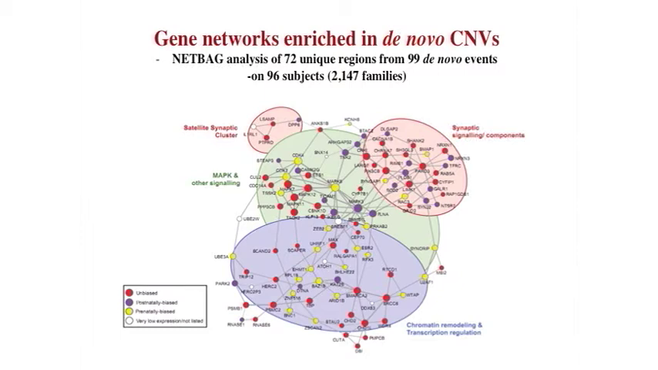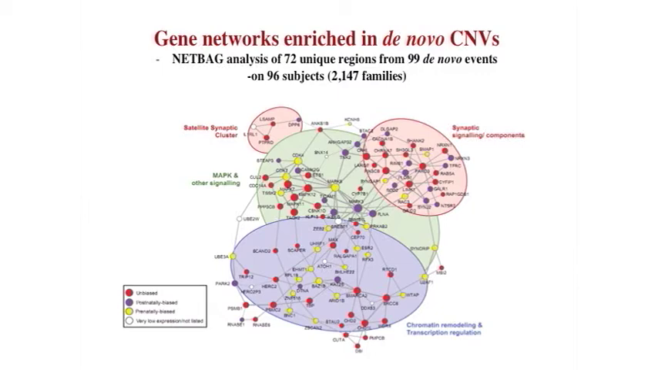So I'm not going to talk a lot about the details of how we do these experiments, but in this case we've looked at 72 unique regions impacted by de novo CNVs that are deletion events impacting those gene lists I talked about earlier. And then we can use different types of programs. This is using a network analysis, an algorithm called NetBag, that groups genes based on their functional pathways into these types of clusters and groups them into their gene ontology groupings.